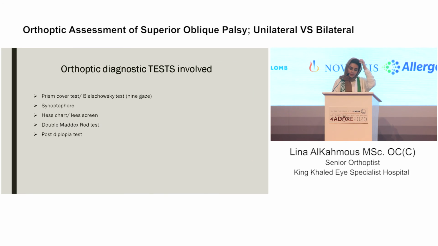So these are basically the orthoptic tests that we usually use to diagnose paralytic cases in clinic: the Bielschowsky test, which is the nine gaze, Synoptophore, the prism cover test, Hess chart or Lees screen, double Maddox rod, and the post-diplopia test. That's all I have for you today. Thank you.